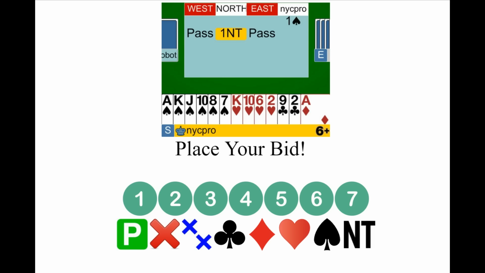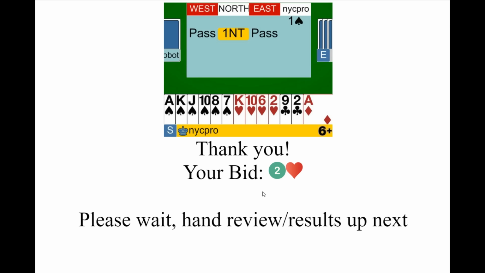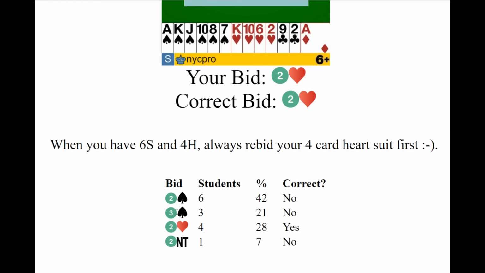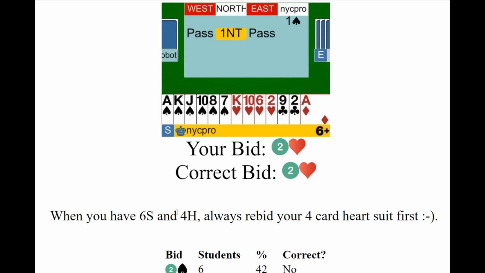But I promise you will never get it wrong again after this, unless maybe you forget, which can happen to us bridge players. Okay, the best bid always in this situation is two hearts. And this is just a rule for all time now going forward. When you have 6 spades and 4 hearts and you're choosing your rebid, you always choose the 4 card heart suit first. You can always, or usually, come back and bid spades later if partner gives you the opportunity. But here you always bid your 4 card heart suit first because it's more likely to be the spot where you have a fit.